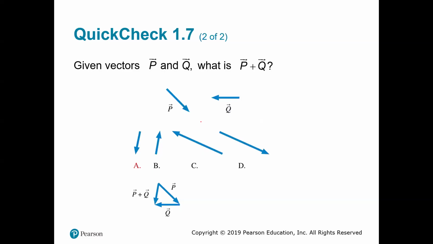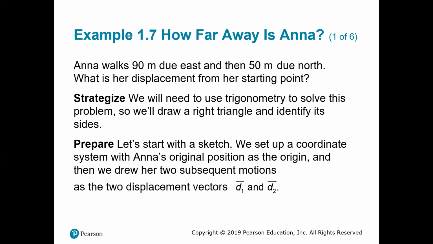Another one, pause and think. Again, your P is here. I'm sorry, this is the answer. So now, sorry about that. Anna walks 90 meters due east and then 50 meters due north. What is her displacement from her starting point?